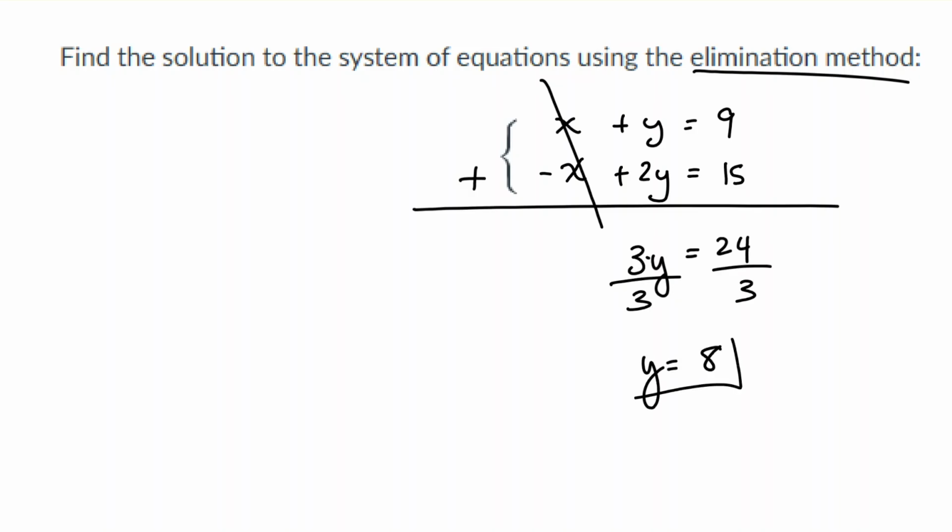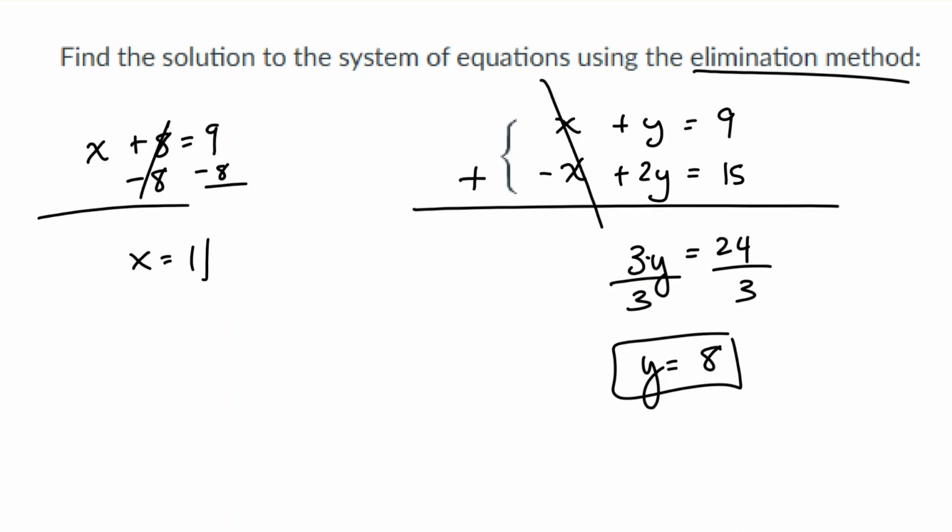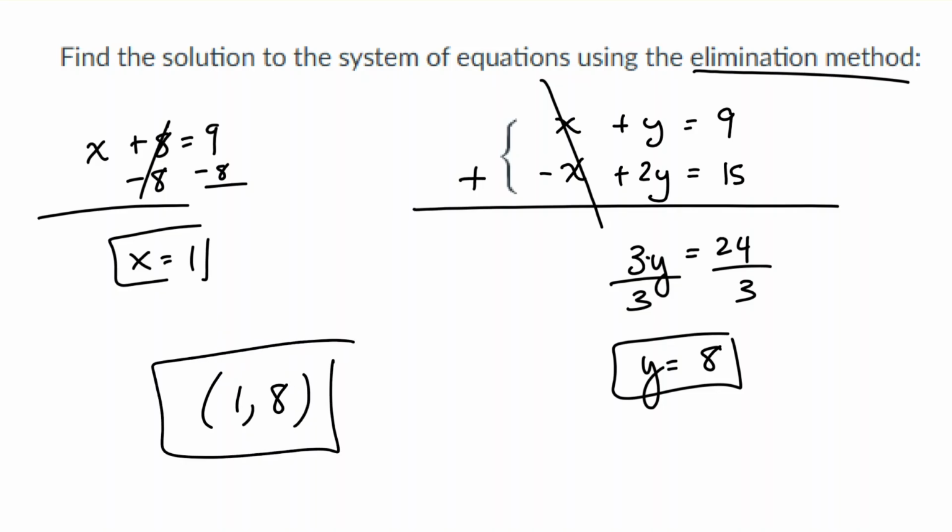Y should be 8. Now you take that y value of 8 and you can plug it into whichever the two equations seems easier to work with. I'm going to go with the top one. And we can subtract both sides by 8. And we get x equals 1. So let's combine that to a coordinate pair. The solution occurs at 1, 8.